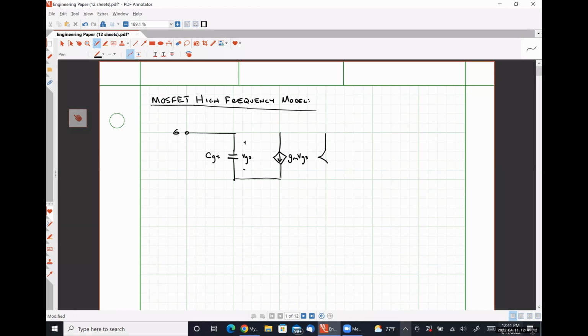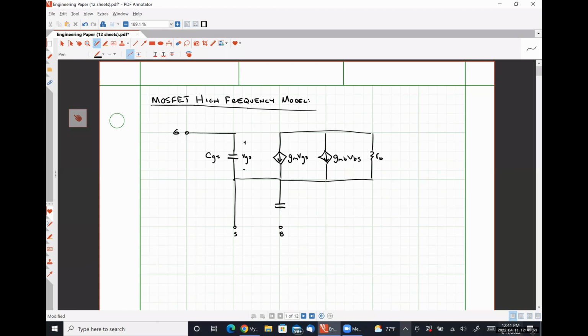If any body effects are present, we will have a second current source here, GMB VBS, and this will be in parallel with our channel length modulation resistance R naught. So a couple of other things here. Here's our source terminal, S. Here's our body terminal, B.